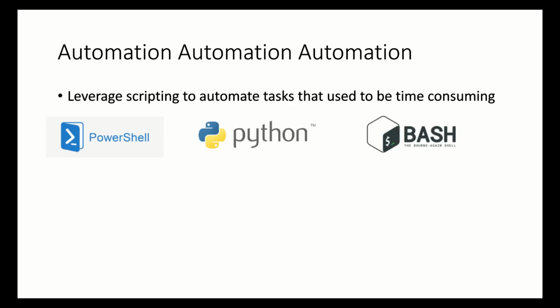Automation. I can't stress this enough. We want to leverage scripting to automate tasks. I put out videos on PowerShell. I will be putting out videos on Python. I'll be putting out videos on Bash. Things you can do to automate, because automation is the key to becoming more effective. If you can automate a task that used to take you minutes, hours, weeks, it is worth it.